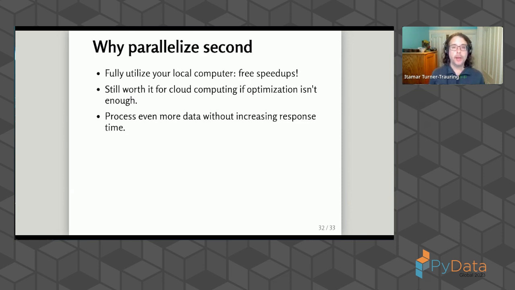But you still want to parallelize your software, if your local computer has a lot of cores. Even cheap laptops these days have 4 CPU cores. So your software will run faster without spending any more money. It's still worth it for cloud computing. If optimization isn't enough, at least you'll get results faster, or you can process more data without increasing your response time. So parallelism is very definitely worth it, but you should approach it second, after optimizing your software.